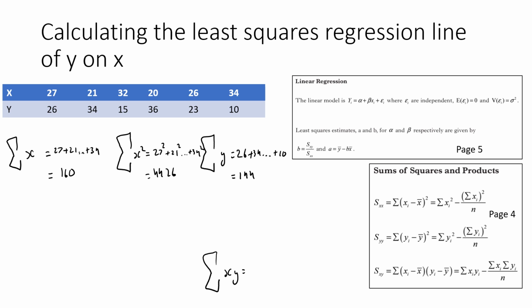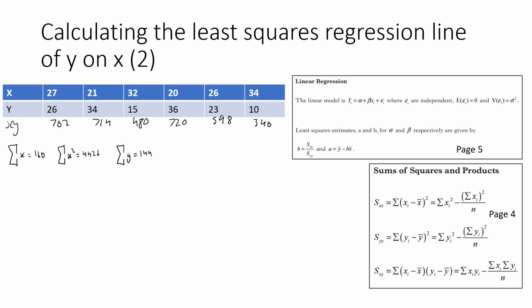Now for sxy, it's a bit difficult. Not a bit difficult, a bit pretty tedious. What we have to do is make a new row for xy, and then add all the values we get. So 26 times 29, 21 times 34, and then you finish this row and add all of them together.